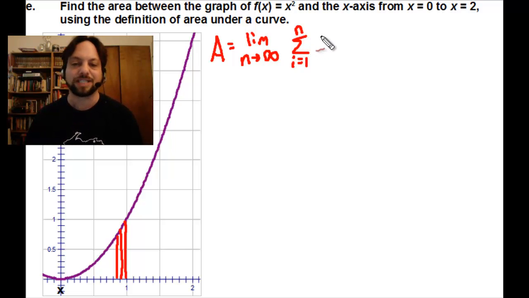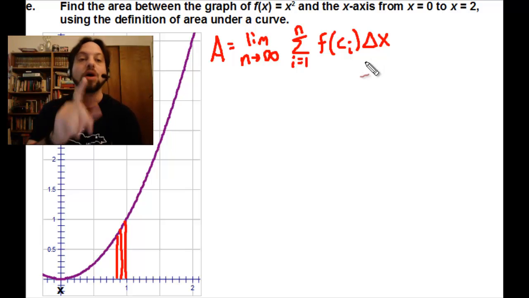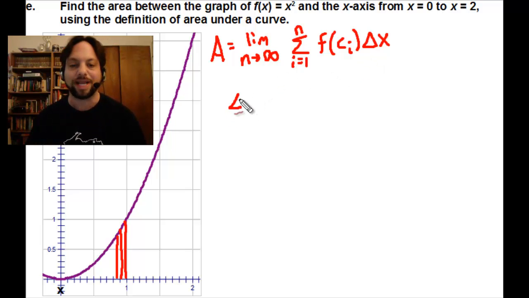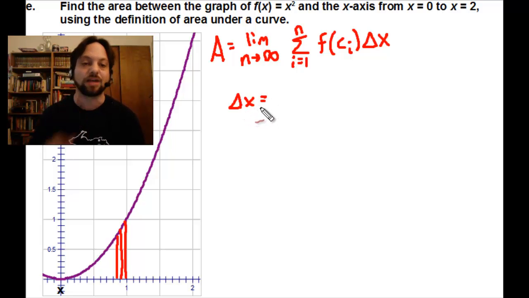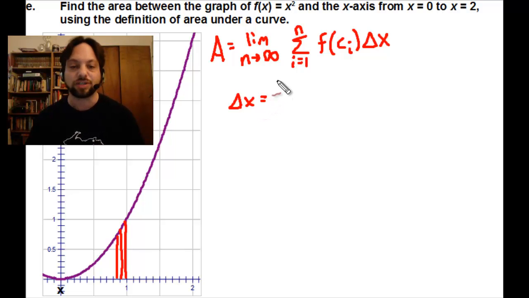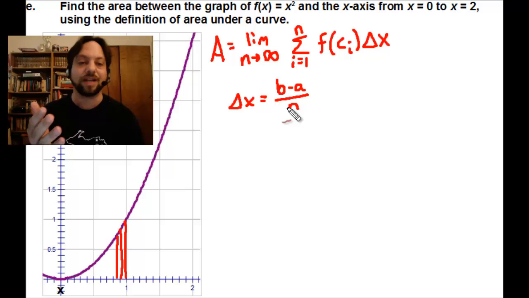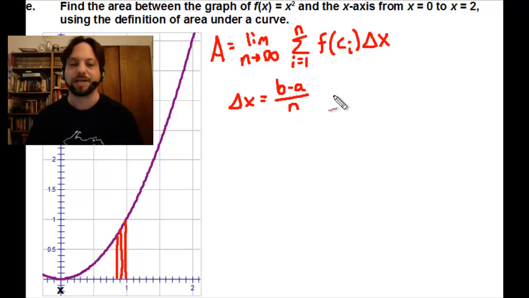Now, the next step of the process is we're going to do f of c sub i. So we're going to have to take a minute and figure out what c sub i is. But that'll be the height of each rectangle, and then delta x will be the width of each rectangle. So before we get into this too far, let's talk about what delta x is in this case. Remember what we said. Delta x is simply the width of each rectangle. And in this case, that's going to be (b minus a) divided by n. And remember, we're limiting n to infinity. So the width of each rectangle is going to be, well, as close to 0 as we can possibly get.